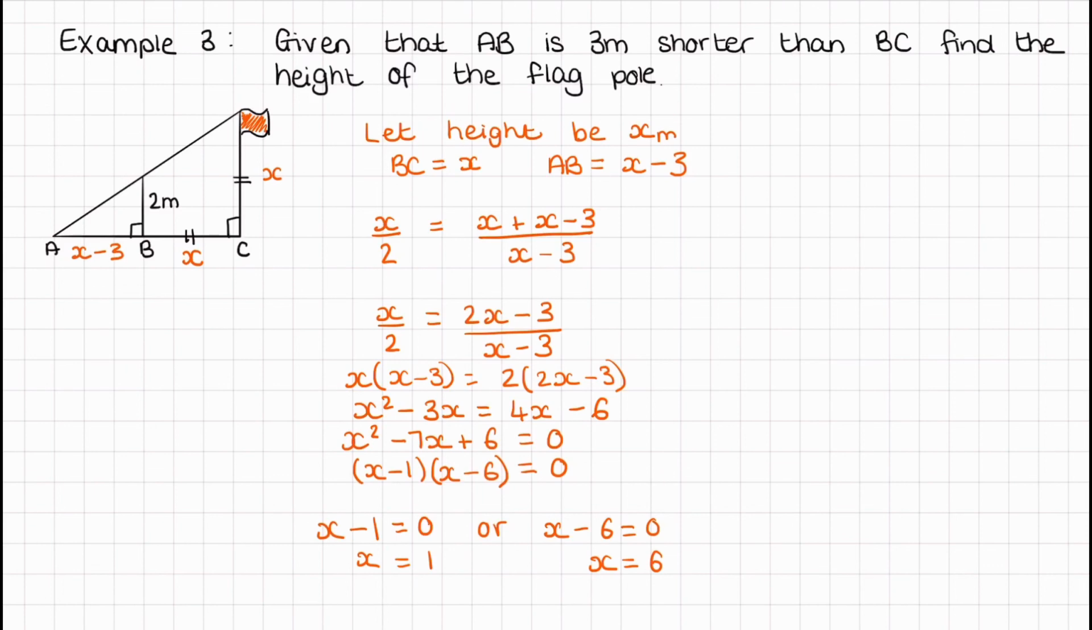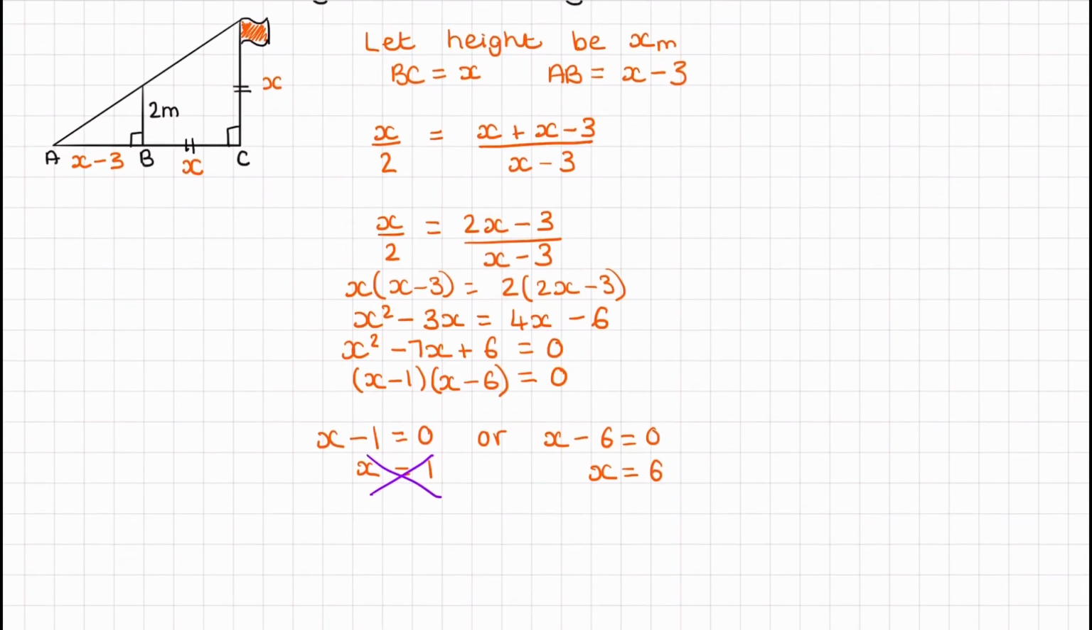Now we have to think about the context of the question. Are both these lengths valid? Now if we look at the length of the smaller side, the AB, we said that's x minus 3. So if we used x equals 1, we would get a negative value. We'd get 1 minus 3, which is negative 2. So that means that this option here is not possible. So it means our only possible solution is x equals 6. So therefore, the flagpole is 6 meters. And that is some lovely problem solving for you.